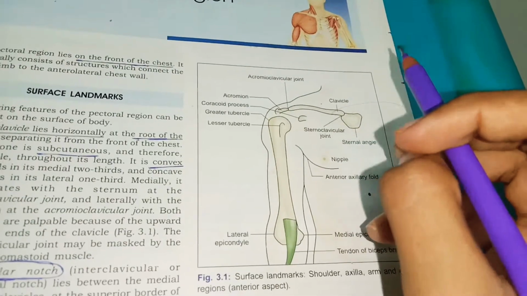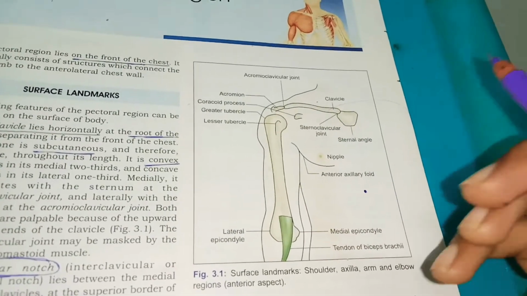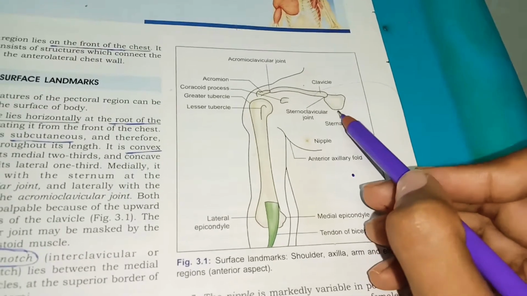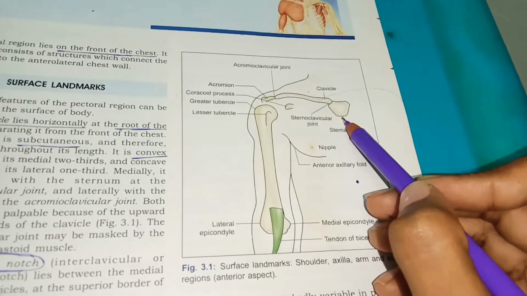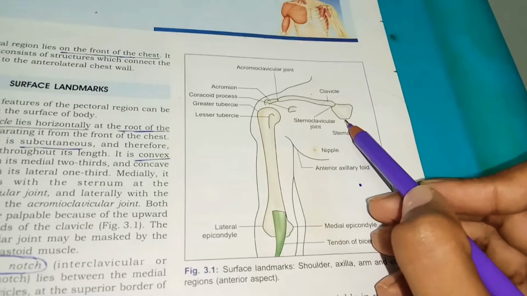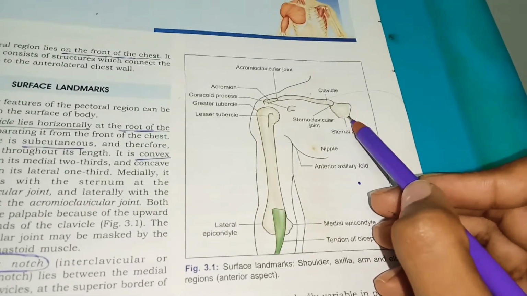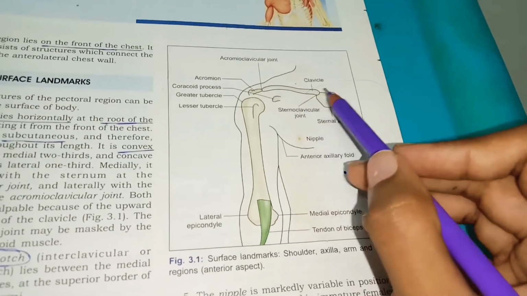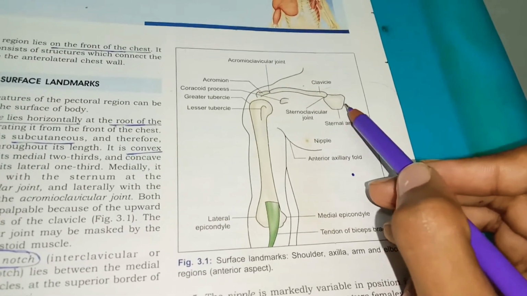Next we'll move on to the third surface landmark, the sternal angle. The sternal angle is here between the manubrium and the body. This is the sternal angle, also called the angle of Louis. It's a transverse ridge about 5 centimeters below the jugular notch or suprasternal notch. So below the suprasternal or jugular notch, you can find the sternal angle.